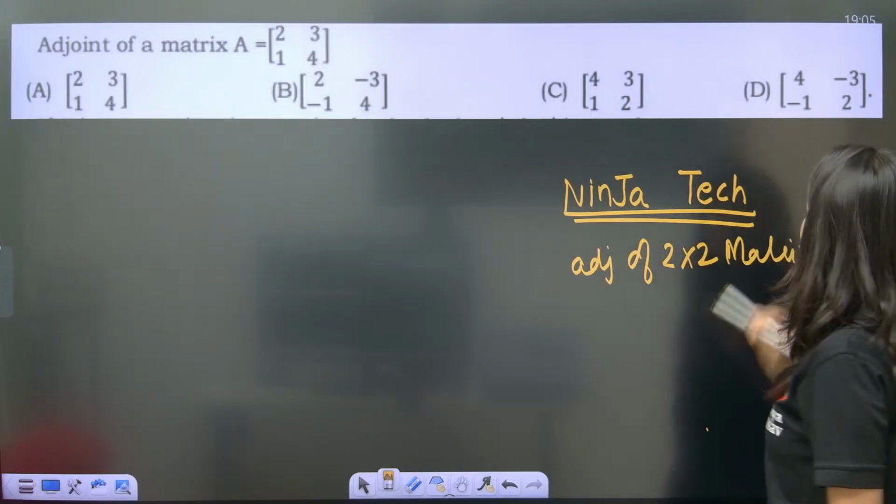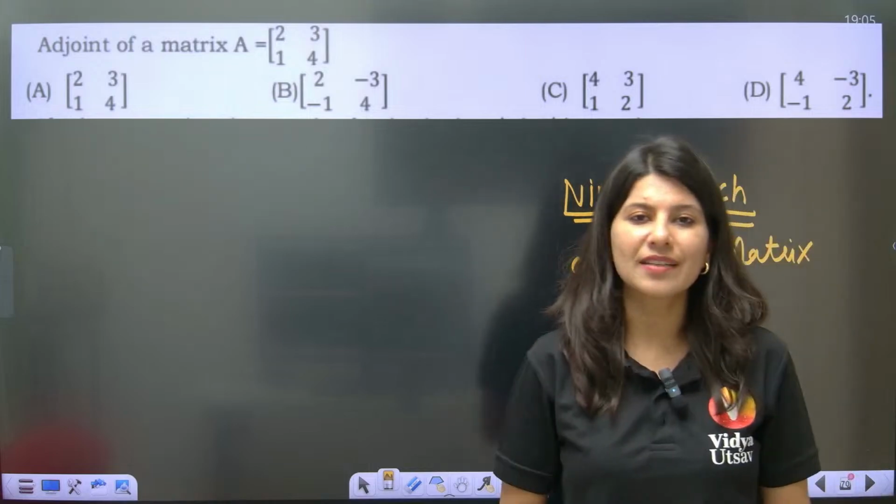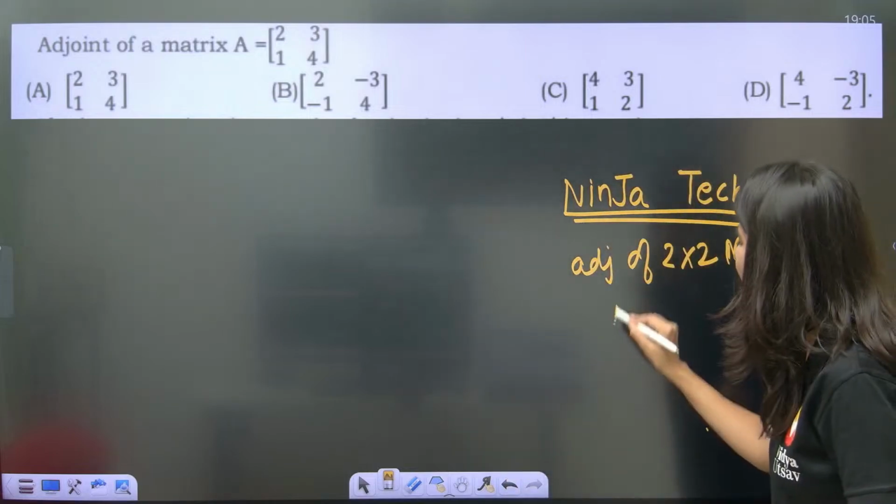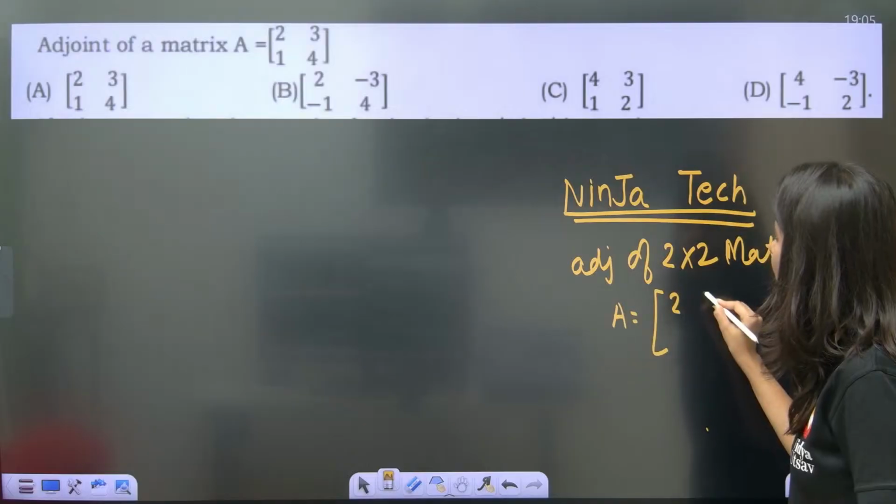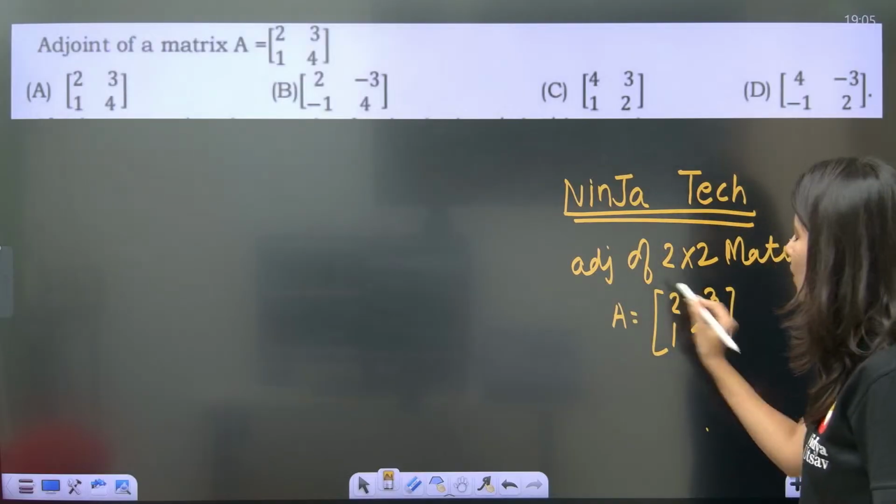Ninja technique to calculate the adjoint of a 2 cross 2 matrix. How to calculate? Let me tell you. First of all, you are having this 2, 3, 1 and 4. This is your matrix A.